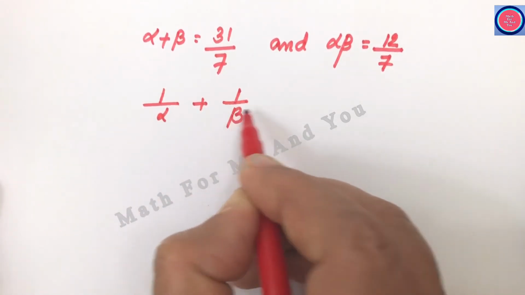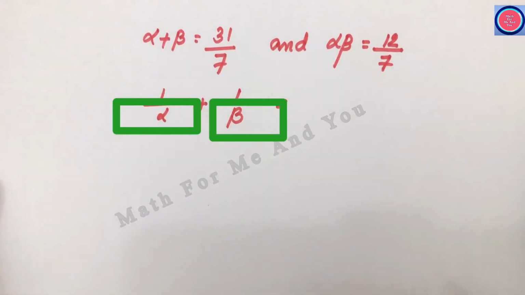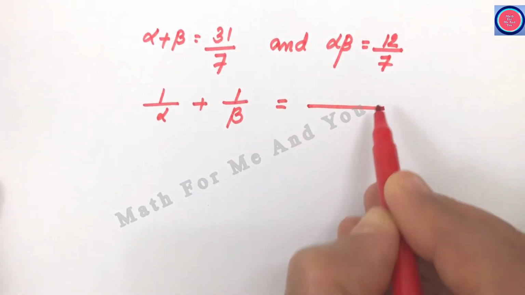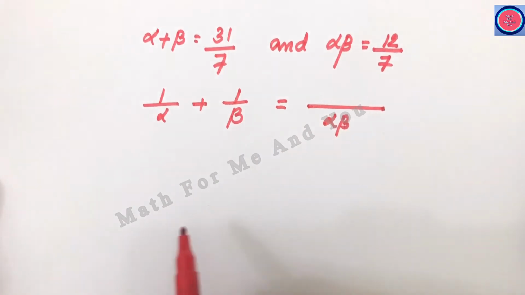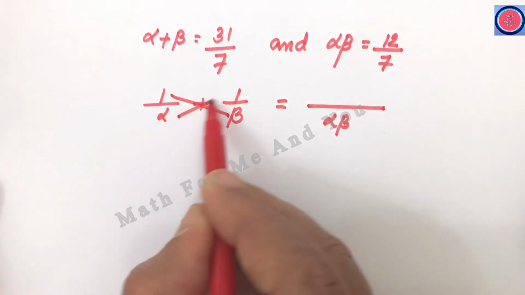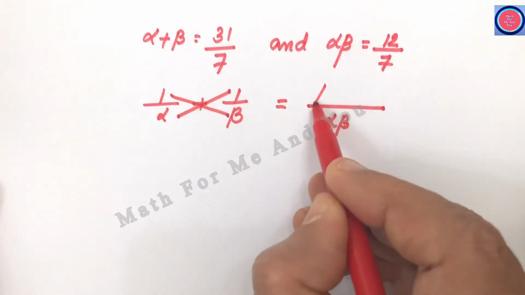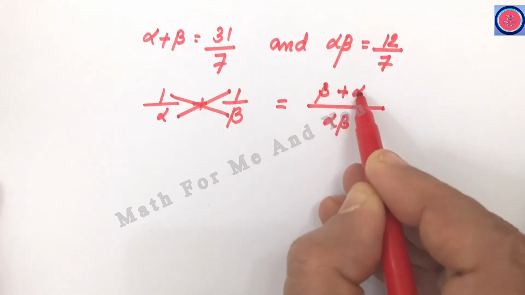Take the LCM of these two fractions. Alpha and beta are the denominators, so alpha beta is the common denominator or LCM. When we cross multiply, we get the numerator. Beta times 1 is beta and alpha times 1 is alpha. So beta plus alpha is the numerator.